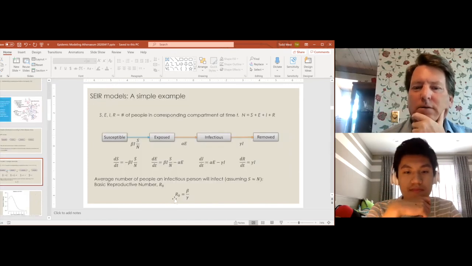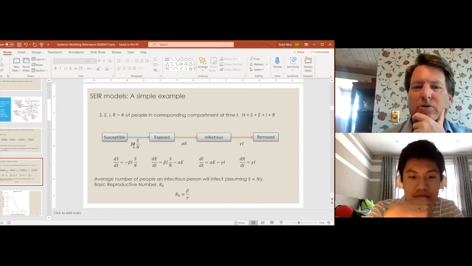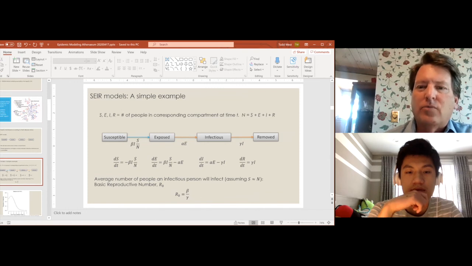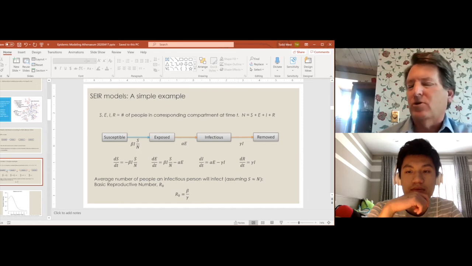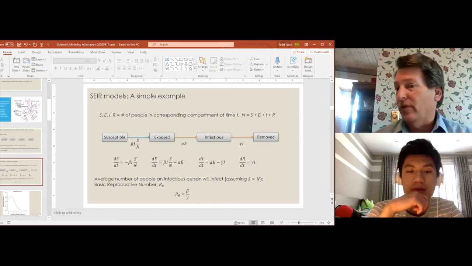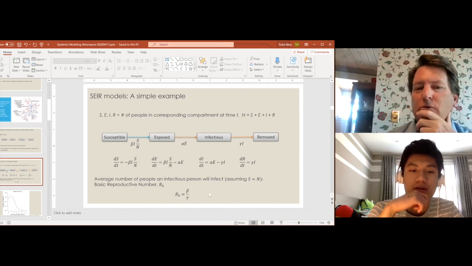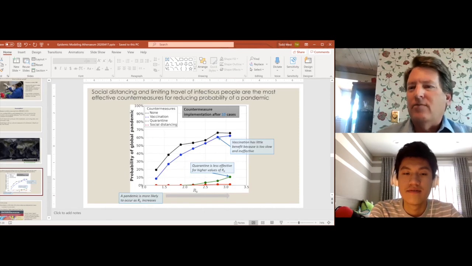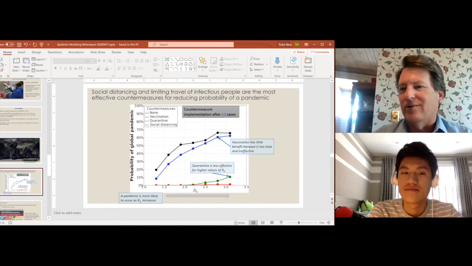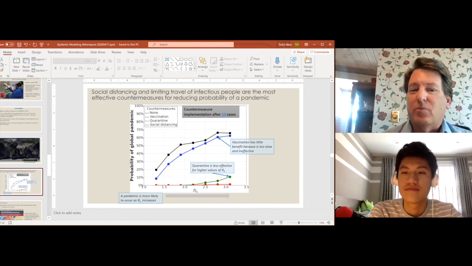So R naught in this method is beta, which is the rate at which infectious people are infecting susceptibles. Gamma is the rate at which people are being removed. So if someone is infectious today, what fraction of those people will not be infectious tomorrow? Eventually they recover or they die, in either case, they're not infectious anymore. So R naught is just the ratio of those two. So that's a key number, right? If on average an infectious person is infecting less than one new person, the epidemic is going to die out. If on average they're infecting more than one person, then the epidemic will grow.